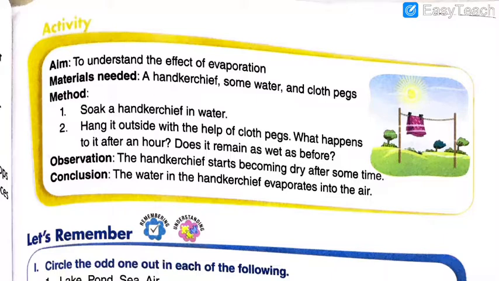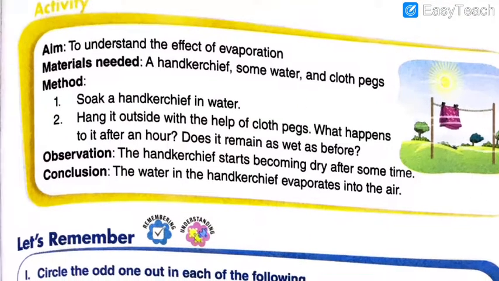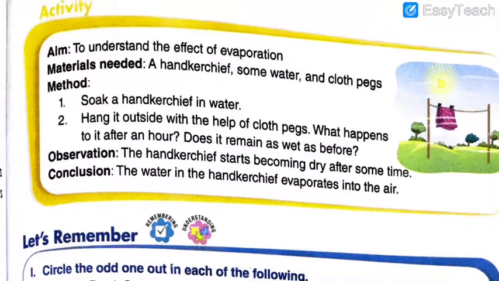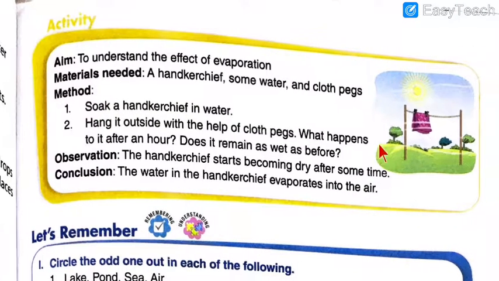Now let me explain one activity which you can do at your place, at your home. In the previous activities, in chapter 11, a few students sent me photos. In the same way, I want students to send me the photos or videos of whatever you observe. What is the aim of this activity? To understand the effect of evaporation. If you want to see the effect of evaporation, you can do that through this activity. The materials you need are a handkerchief, some water, and cloth pegs.